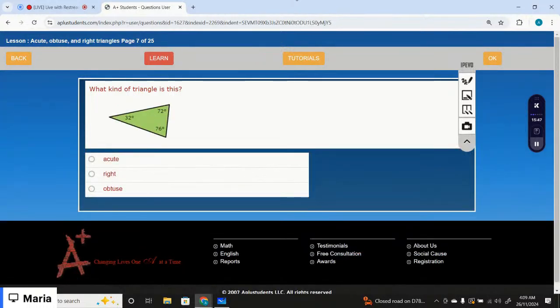What kind of triangle is this? 72 degree, 76 degree, and 32 degrees. So which is the correct option? That is acute triangle because all the angles are less than 90 degrees. So acute triangle it is.